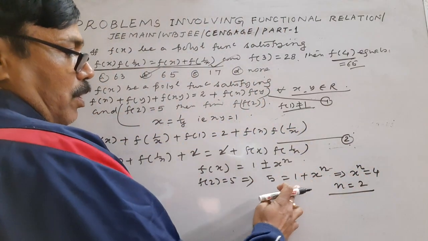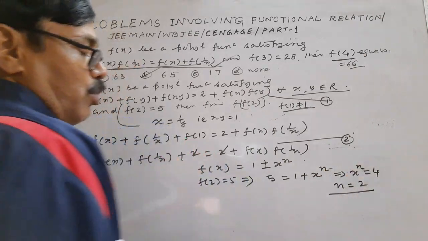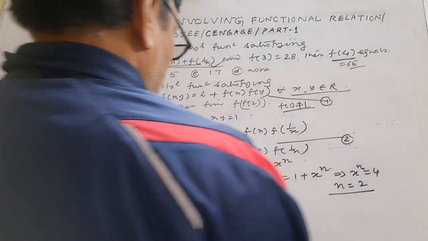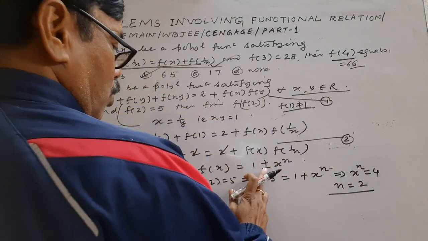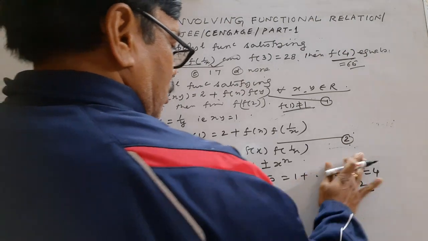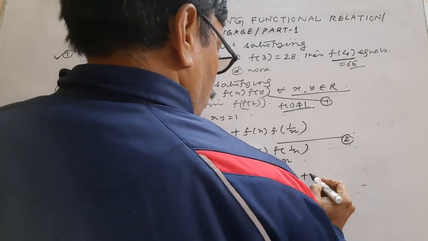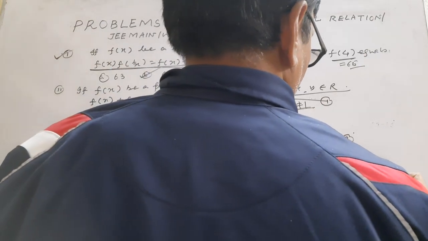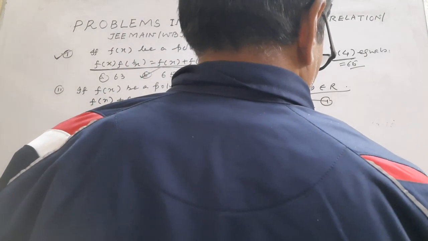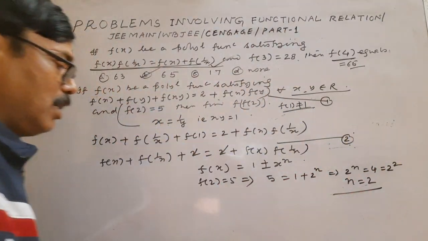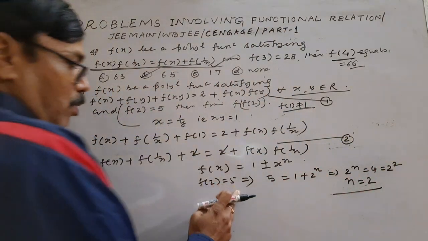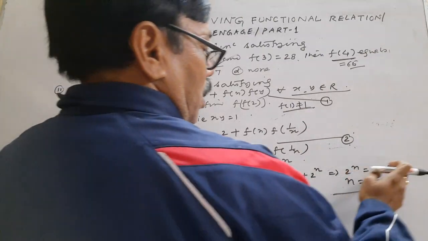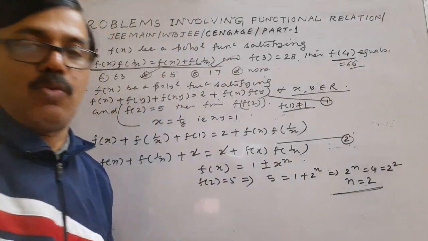Listen again. f(2) = 5 implies 5 = 1 + 2 to the power n. So 2 to the power n equals 4, which is 2 square. So n equals 2.